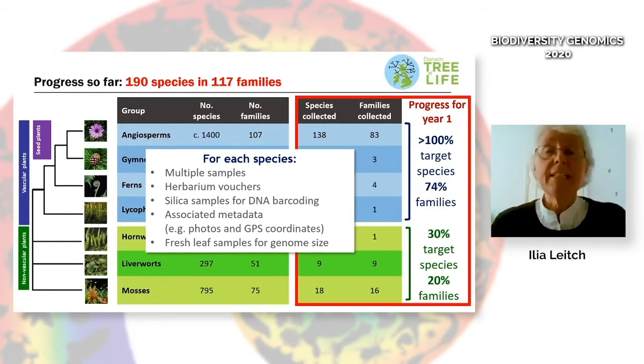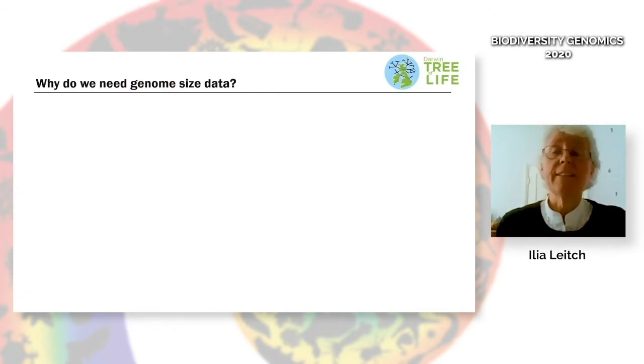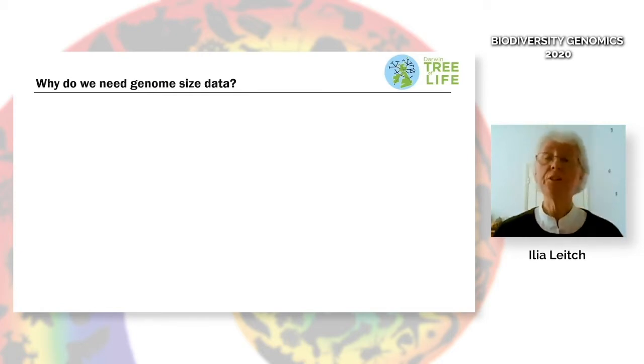And so this raises the question, why do we need this genome size data? Well, the answer to this question probably lies in the fact that we know that across eukaryotes as a whole, genome sizes have been shown to range 64,000 fold. So there's huge diversity across eukaryotes.